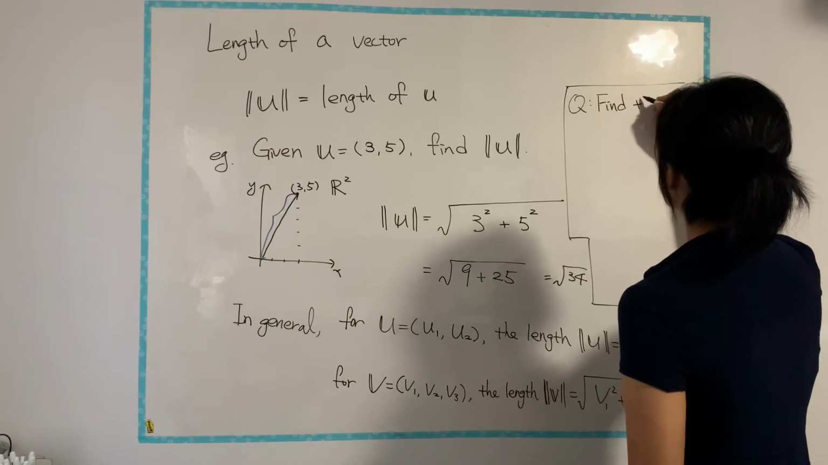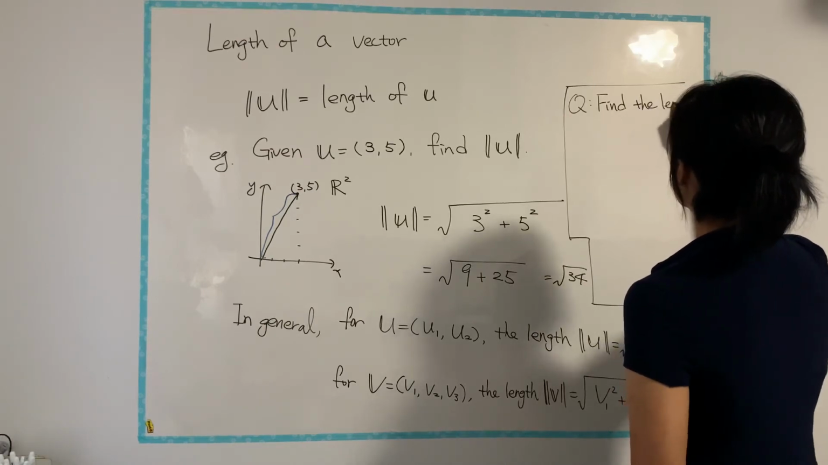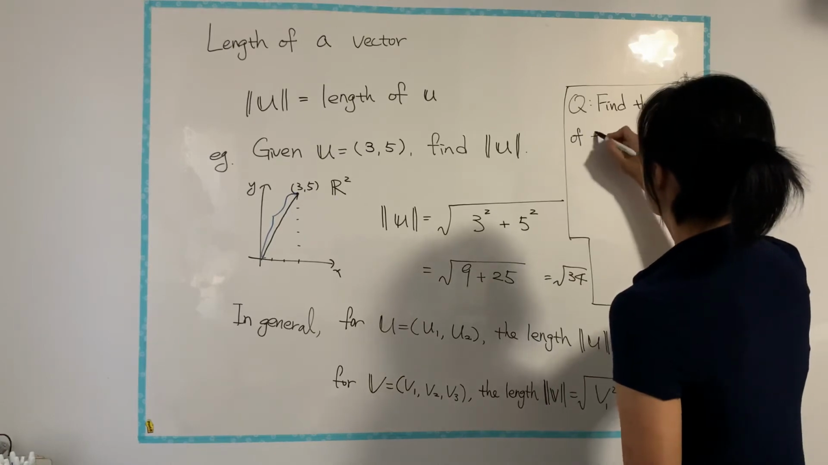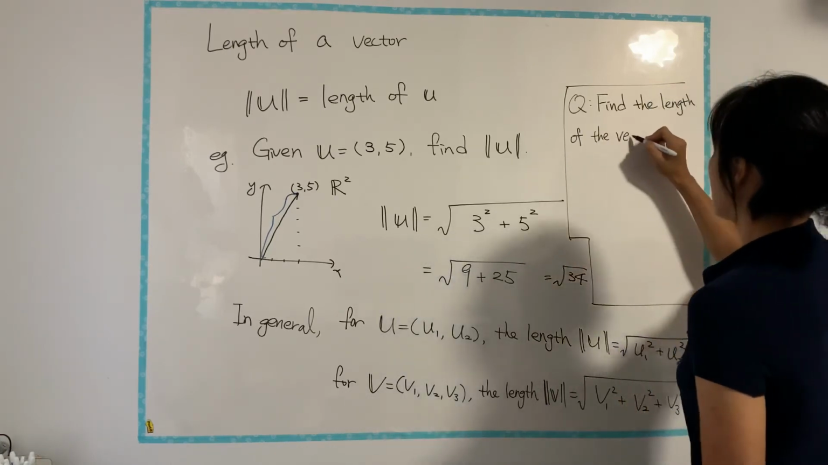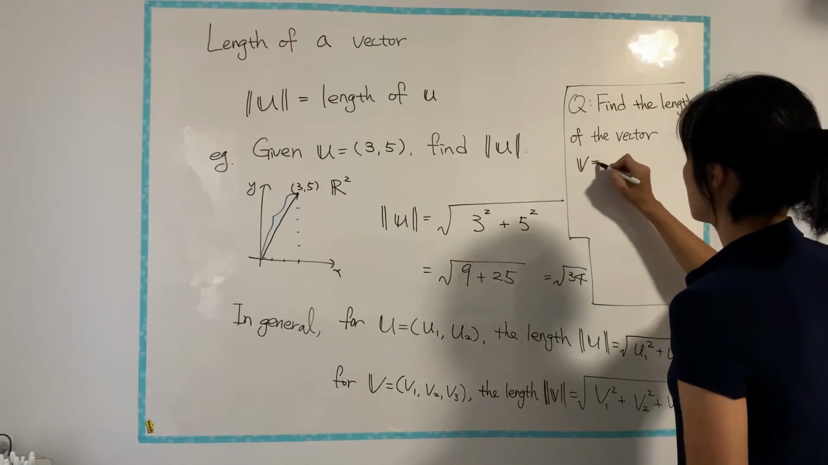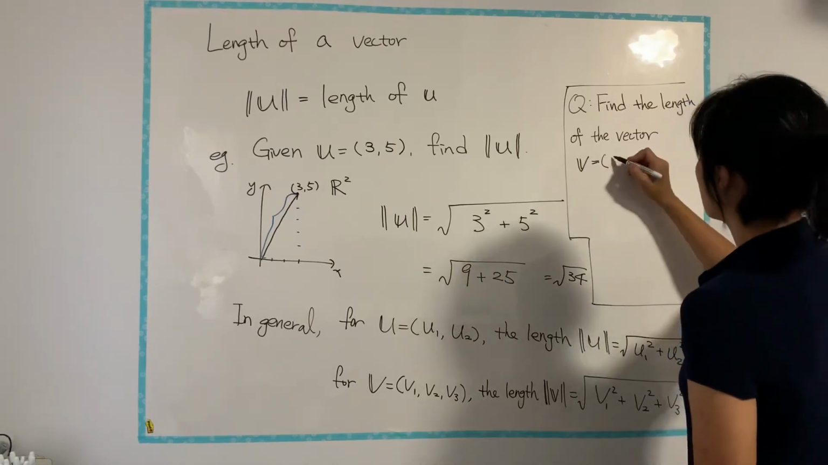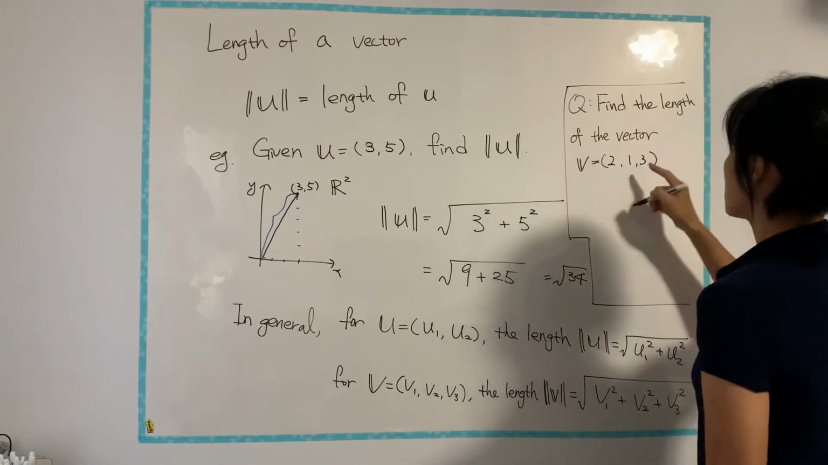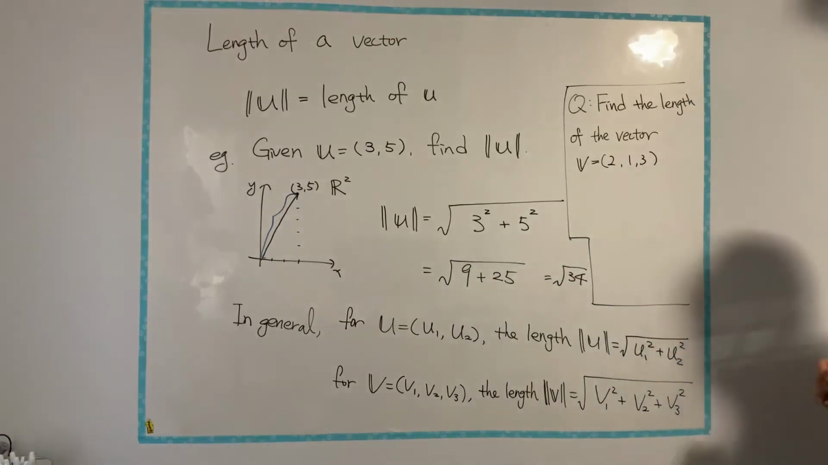So, a question for you. Find the length of the vector v given by 2, 1, 3. So this is a vector that you plotted. I want you to find the length of this vector.